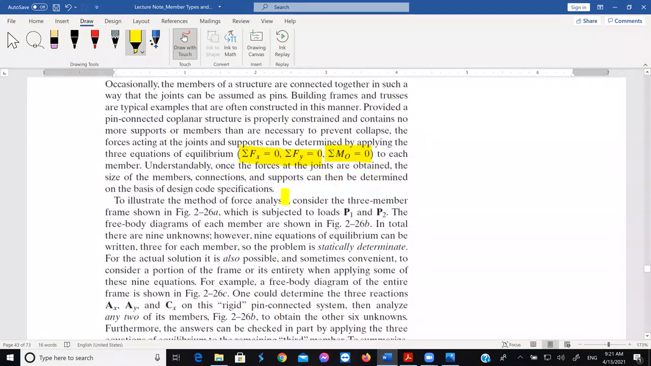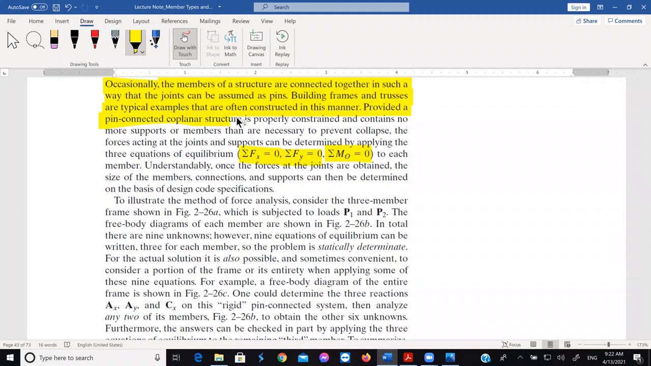I will just read part of this because it's important. It shows how structural analysis and designs are carried out in practice. Occasionally, the members of a structure are connected together in such a way that the joints can be assumed as pins. Building frames and trusses are typical examples that are often constructed in this manner.